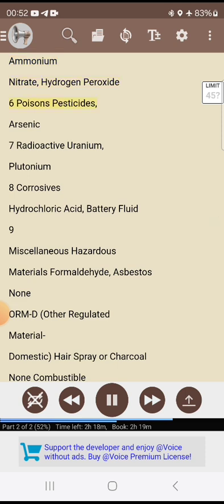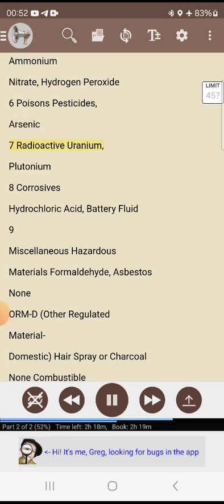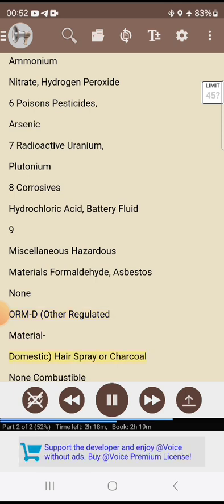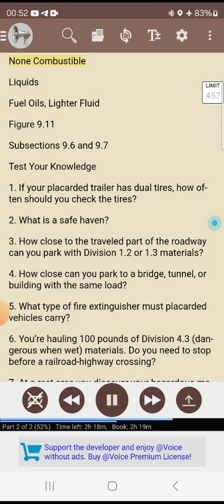6 Poisons: pesticides, arsenic. 7 Radioactive: uranium, plutonium. 8 Corrosives: hydrochloric acid, battery fluid. 9 Miscellaneous hazardous materials: formaldehyde, asbestos. None: ORM-D, other regulated material, domestic, hairspray or charcoal. Combustible liquids: fuel oils, lighter fluid. Figure 9.11.